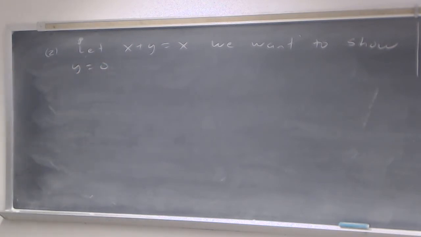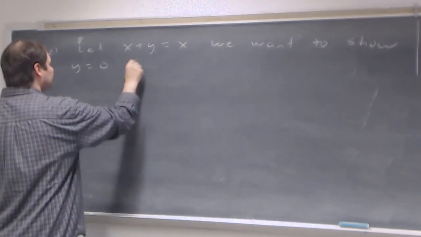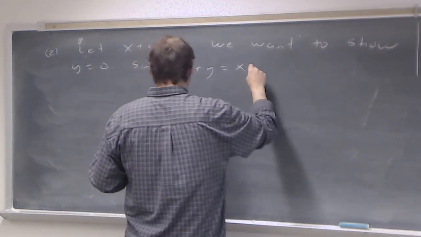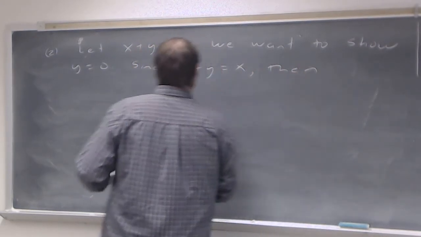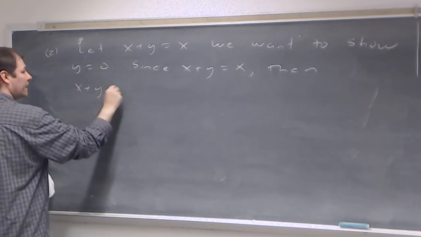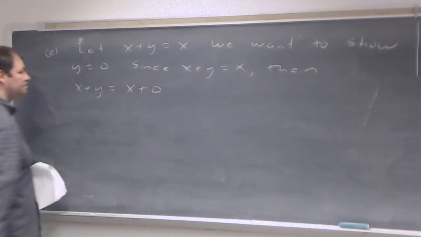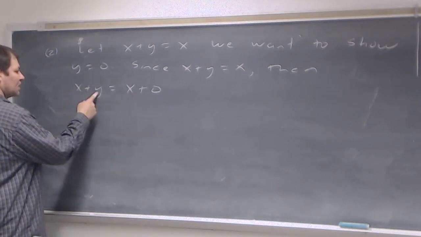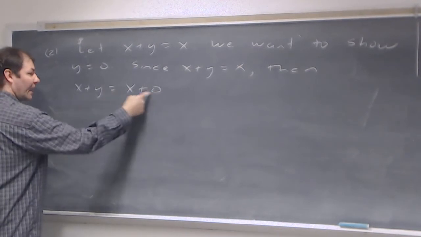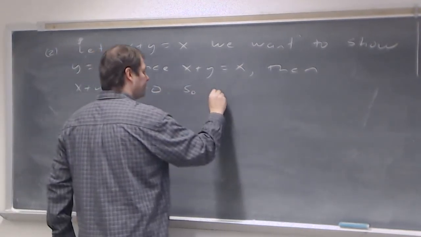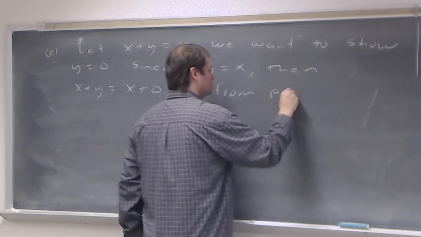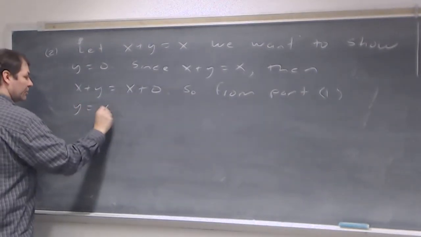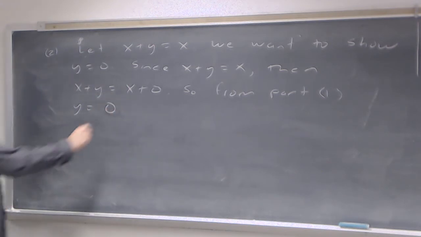And so here's what we have. Since x plus y equals x, then we have that x plus y equals x plus 0. Now, from the previous fact, if we got x plus y is equal to x plus z, that means that y has to be equal to z. So from part 1 of this proposition, y has to equal 0. And that's what we wanted to show. So that ends that.